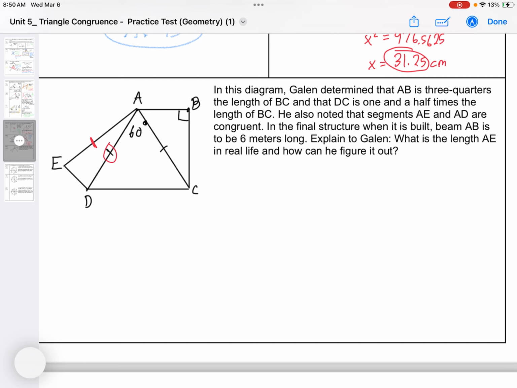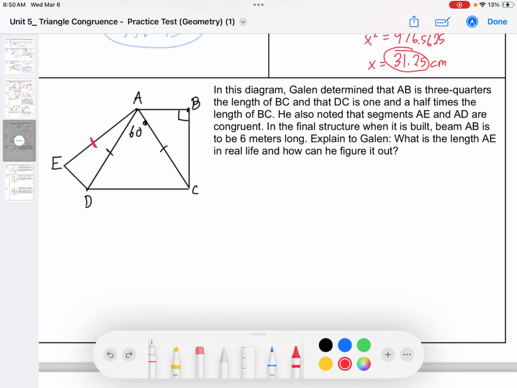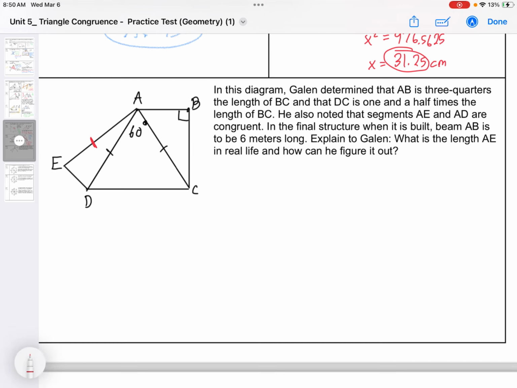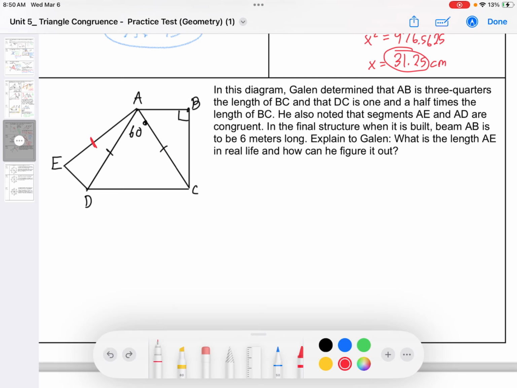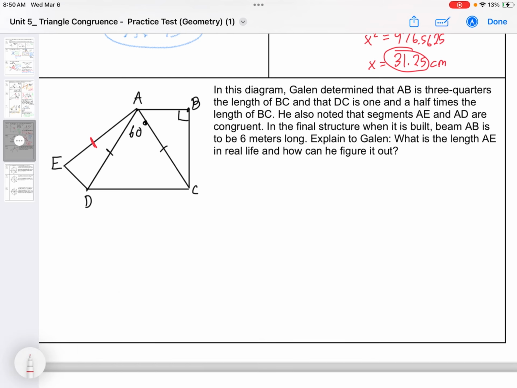Oh, and that already has a mark on it. Excellent. So that means that these two are congruent, and they're also congruent to this one. So all three of the marked sides, AE, AD, and AC, are all congruent. They tell us that AB is 6 meters long in the final structure. So this is going to be 6 meters, M for meters. If that's the case, what's the length of AD?